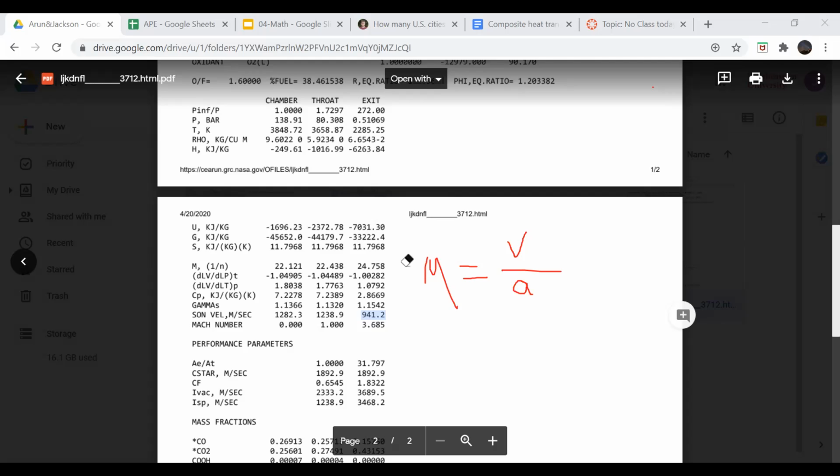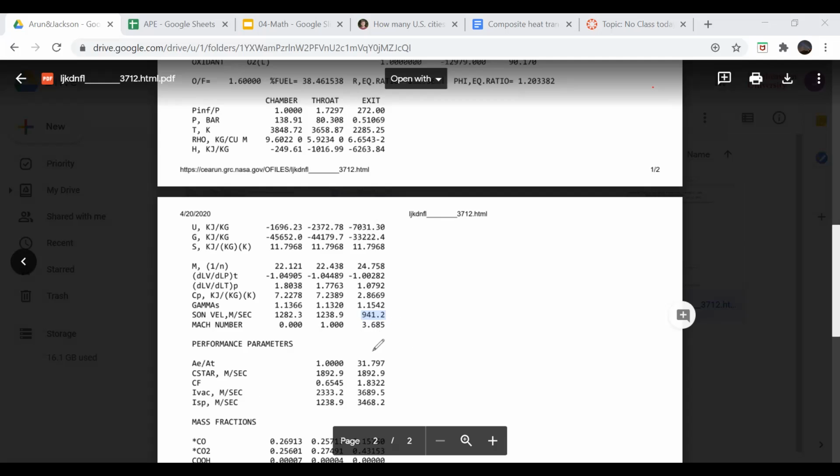So basically now with this definition, we can get the exit velocity with those two. So if we take the sonic velocity at the exit and just multiply it by the Mach number, that will get you your exit velocity in meters per second. I don't have my calculator on me right now, but roughly 1,000 times 3.7 gives you 3,700 meters per second ish.